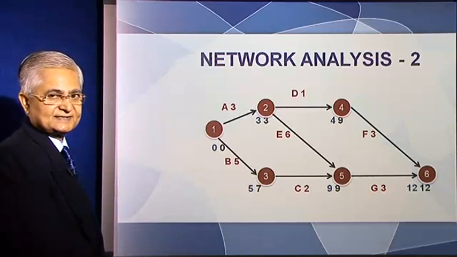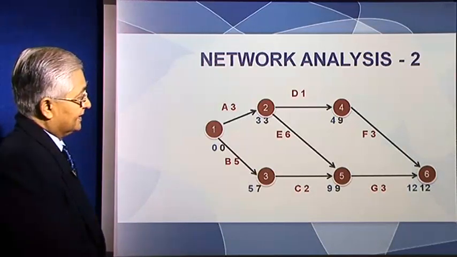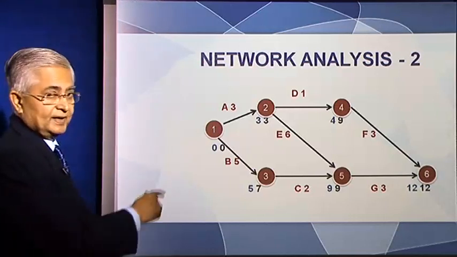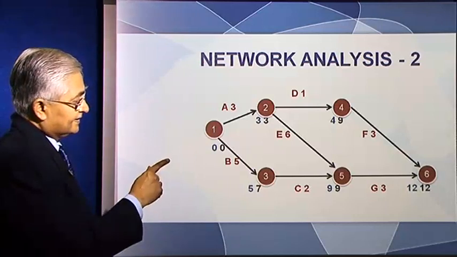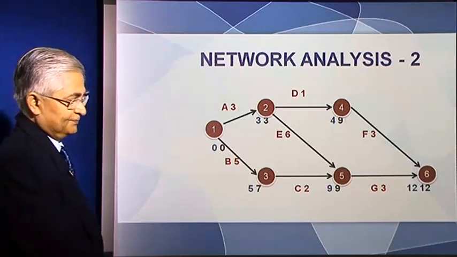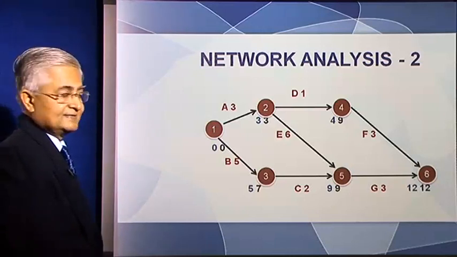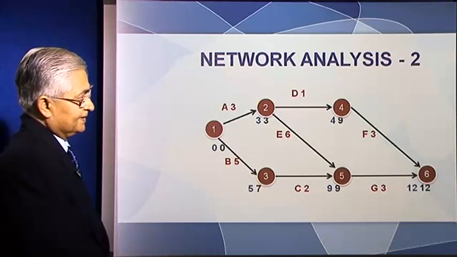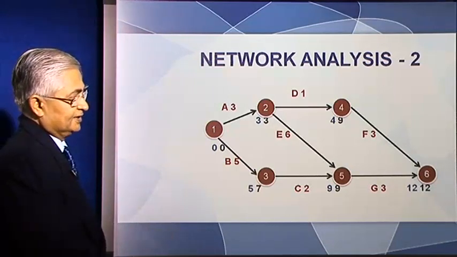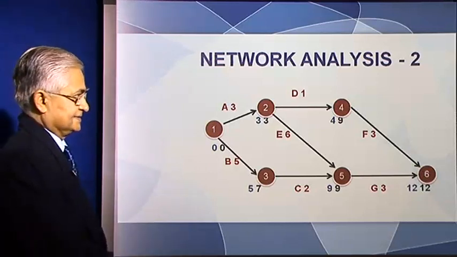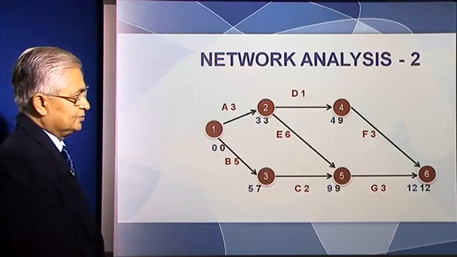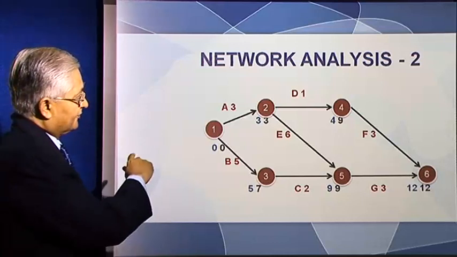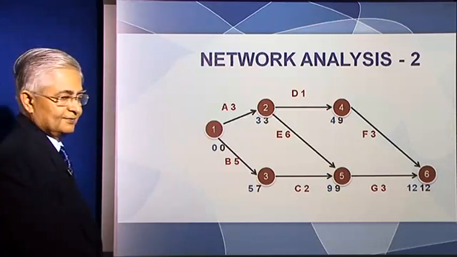However, if you go this way, then the earliest 5 is reached is 9. At the end of the month 9 is the earliest you reach this point. So to reach that point 6, because G takes 3 months, the earliest you can reach 6 is 12 months. That's because of this particular route, right?